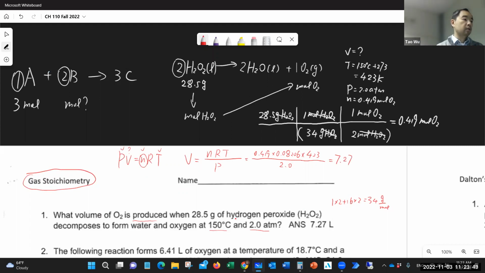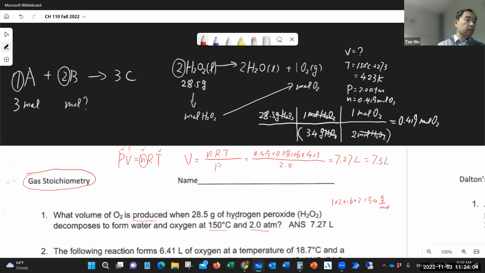7.27, and this is in liter. Well, but if you look at the numbers over here, I think we need to keep 2 sig figs instead of 3. So the answer should be just 7.3 liter.